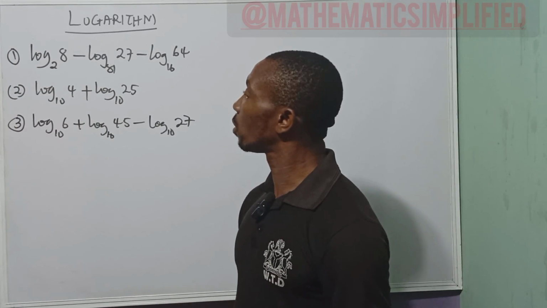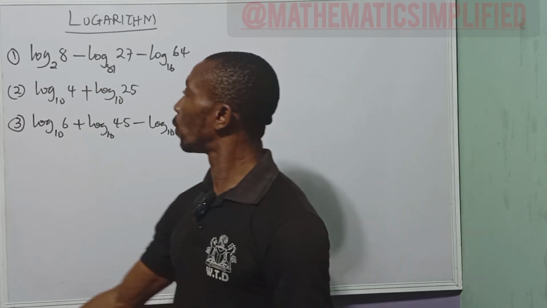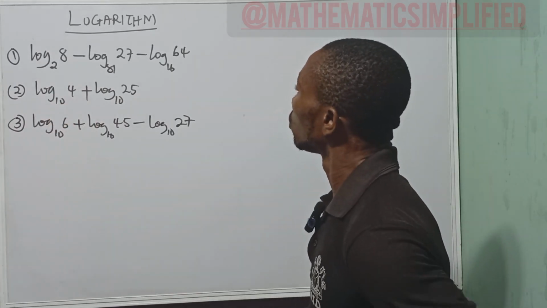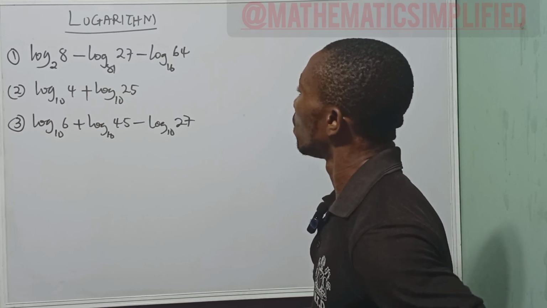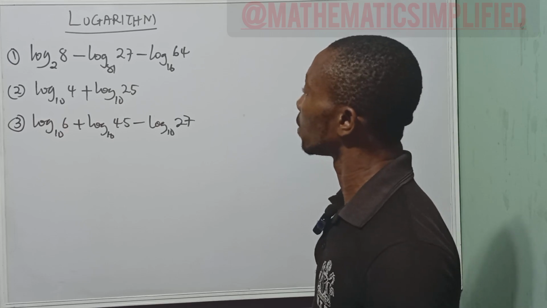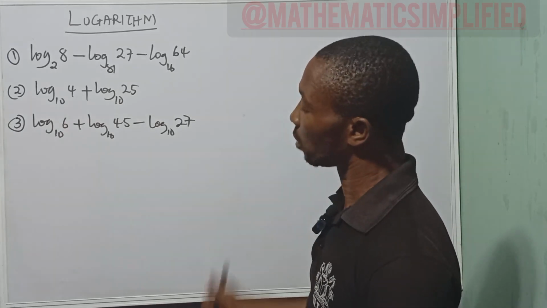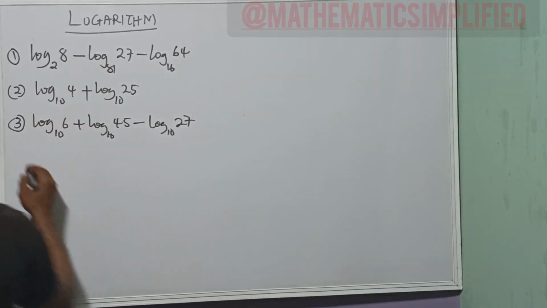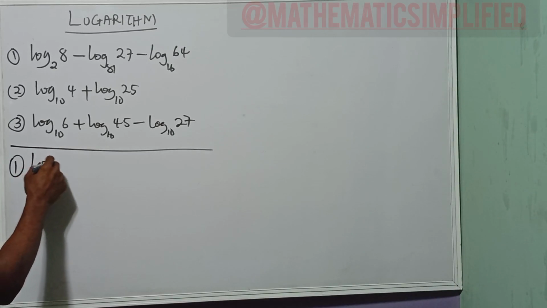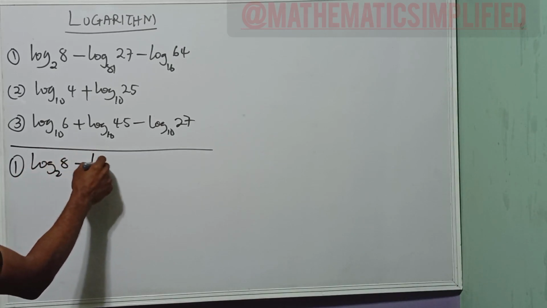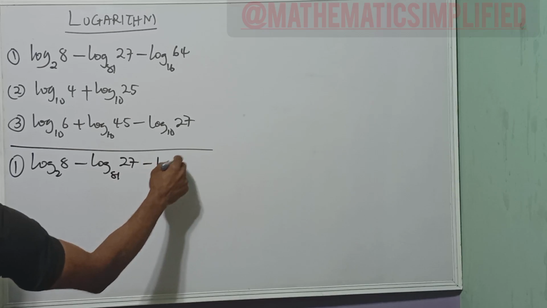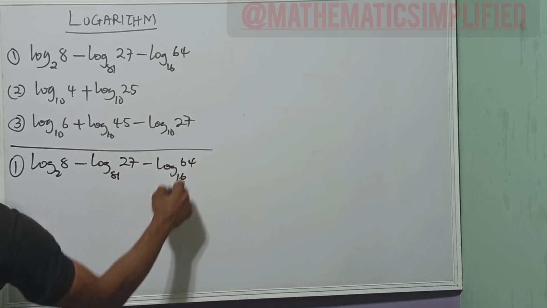Alright, looking at our next set of questions, we have log 8 base 2 minus log 27 base 81 minus log 64 base 16. Now we are going to solve these questions one at a time. Starting with question 1, we have log 8 base 2 minus log 27 base 81 minus log 64 base 16.